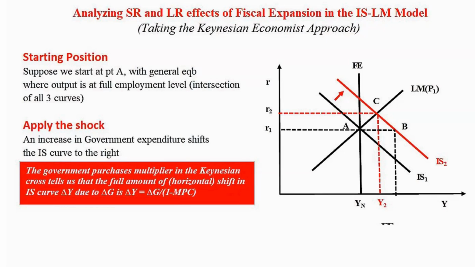Let's now analyze the short-term and long-run effects of an expansionary fiscal policy in the ISLM model. Suppose we start at point A with general equilibrium, where output is at the full employment level or potential level, which is given at the intersection of all three curves: the IS curve, the LM curve, and the FE line. Now say there's an increase in government expenditure, which shifts the IS curve to the right from IS1 to IS2. And we know through the government purchase multiplier, the Keynesian cross, the total amount of horizontal shift in the IS curve, AB, is represented by delta G times 1 by 1 minus MPC.